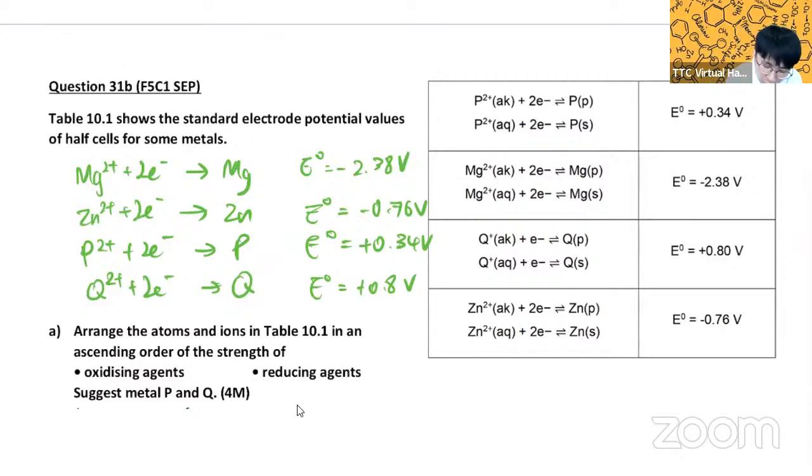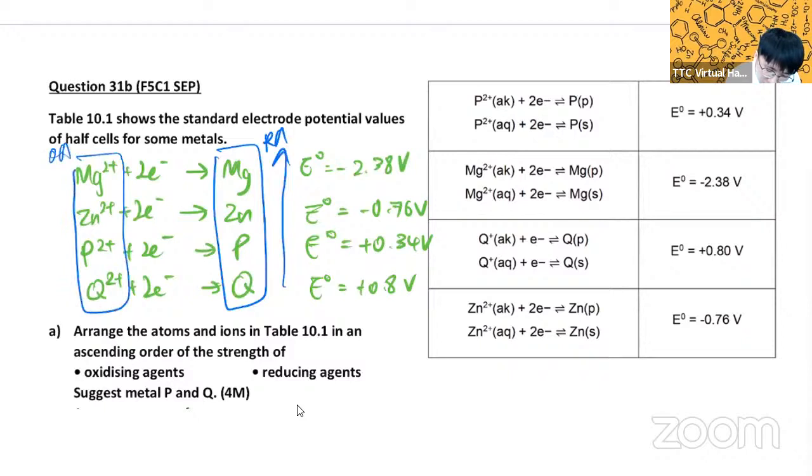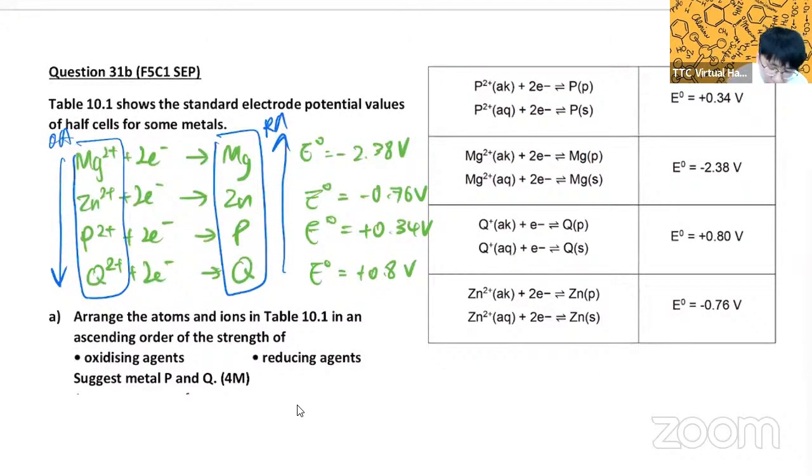According to our agents, we know all the right-hand side, reducing agent, strength like this. On the left-hand side is your oxidizing agent, the strength like this. So your answer should be, for oxidizing agent, Mg2+, Zn2+, P2+, Q2+. Then for reducing agent is Q, P, Zn, Mg. But suggest P and Q. So what is the P that is actually below zinc and actually having 2+?